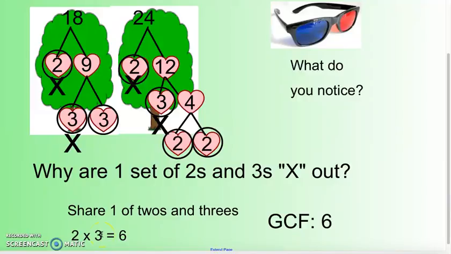Now if they would have shared more than 1, 2, I would have to write that down. If they shared another 2, I'd have to write down 2 2's down here. Same thing with the 3's. If they shared anything else, I'd have to write it down here because in the end, I'm going to have to multiply all of those shared numbers together to get the greatest common factor.